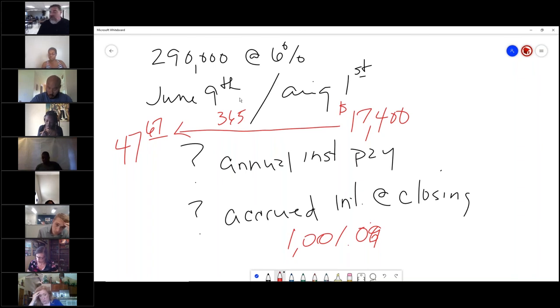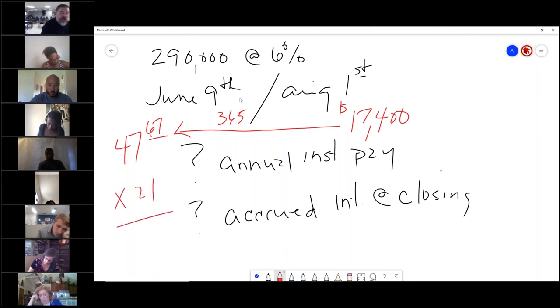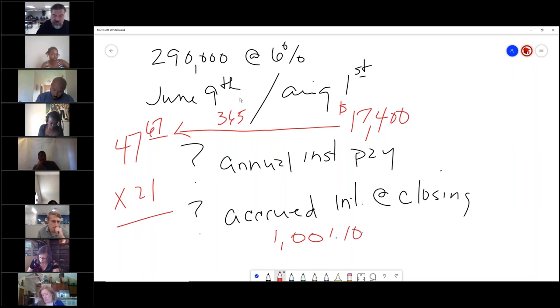All right, so if I pay $47.67 per day, and in June, how many days did I have? 21 days. So go back here, times 21. That is $1,001 and basically 10 cents of accrued interest in June that I would have to pay at the closing table.